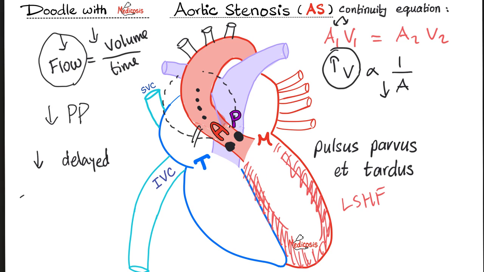When the left side fails, expect to find lung problems. Why? Because when the left side fails, all of that blood will accumulate in the left atrium and then into the pulmonary veins and then in the lungs. So I will get lung congestion. I'll get pulmonary edema, interstitial edema, alveolar edema, pleural effusion, cough, dyspnea, paroxysmal nocturnal dyspnea, orthopnea.